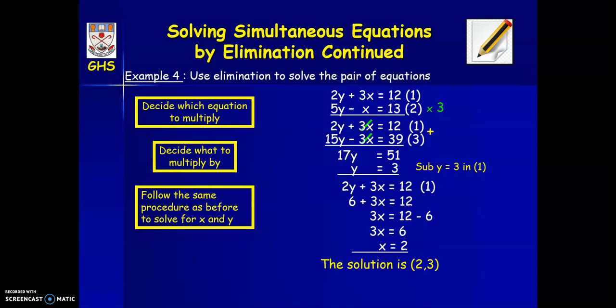Double check your answer. So substituting 2 and 3 into equation 1, we would want to get an answer of 12, and we get that. And then substituting 2 and 3 into equation 2, our answer should be 13, and this also matches what we have. So therefore the solution 2, 3 is correct.